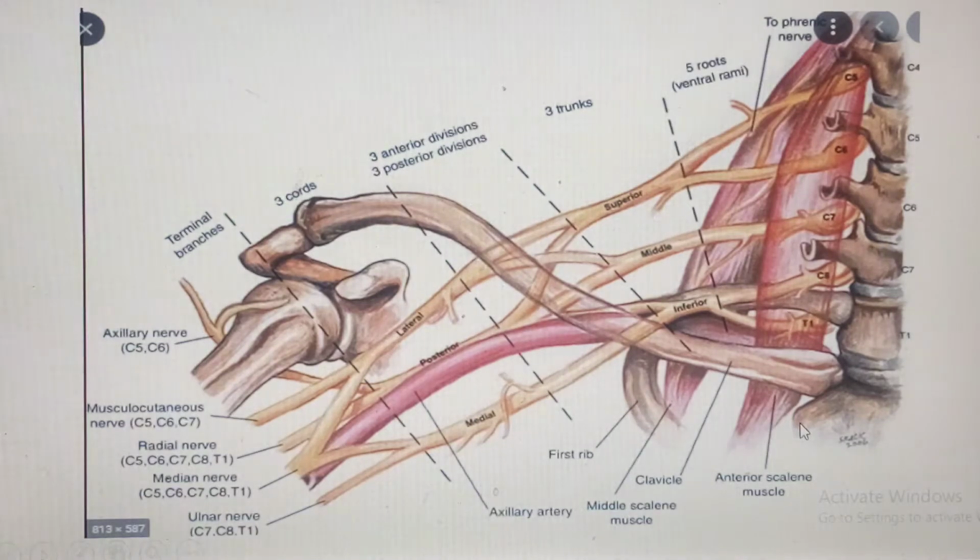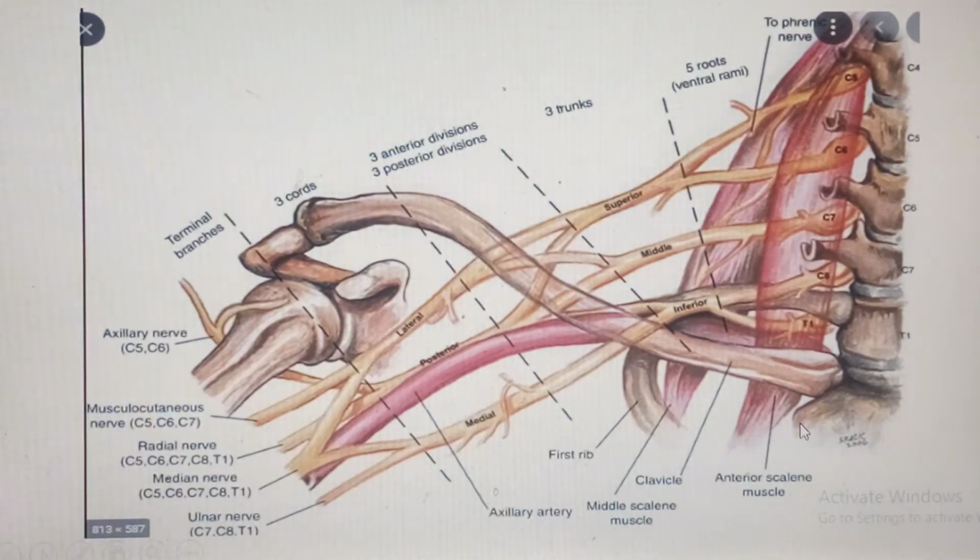Each spinal nerve will be formed from a ventral root, which is motor in nature, and a dorsal root, which is sensory in nature. The dorsal root will frequently present a ganglion, which is called the dorsal root ganglion. When the ventral root and the dorsal root combine, we have what we call the spinal nerve.